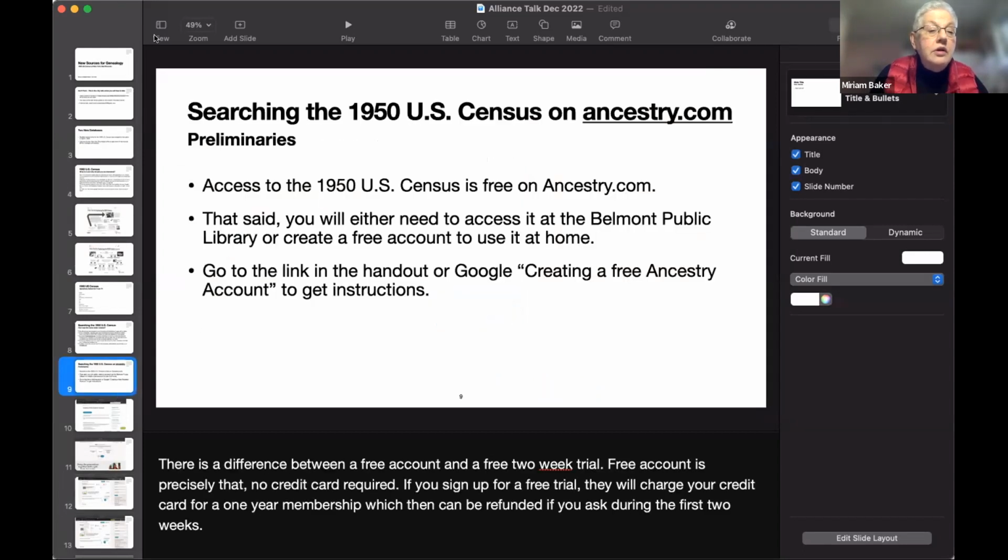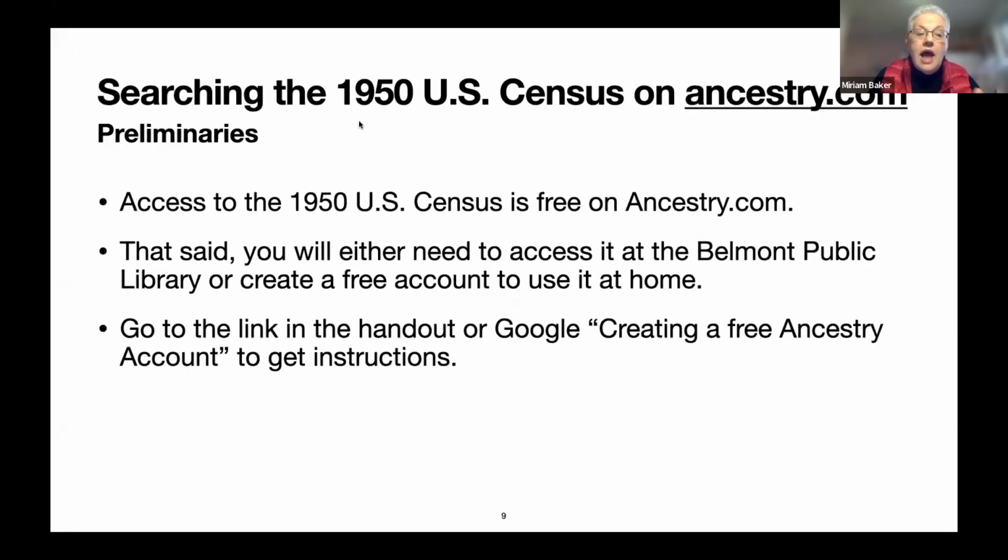So here is access to the index. Although Ancestry is a commercial website that normally charges you money, access to the 1950 US Census is free. That said, you'll either need to access it at the Belmont Public Library or create a free account to use at home.